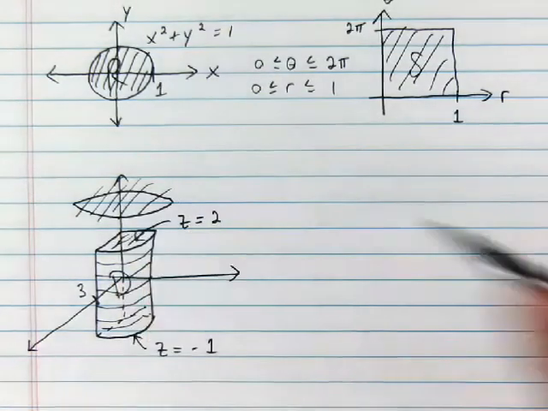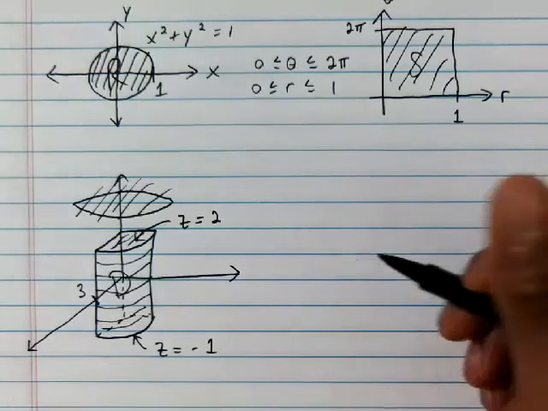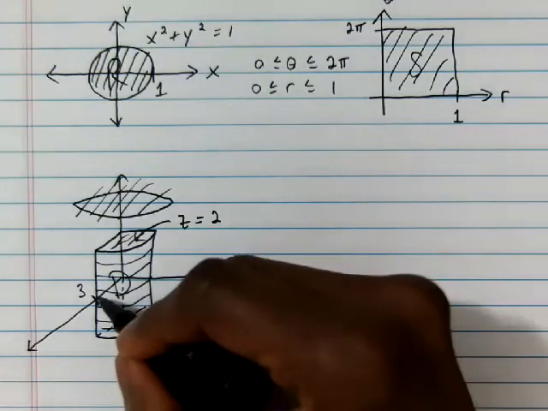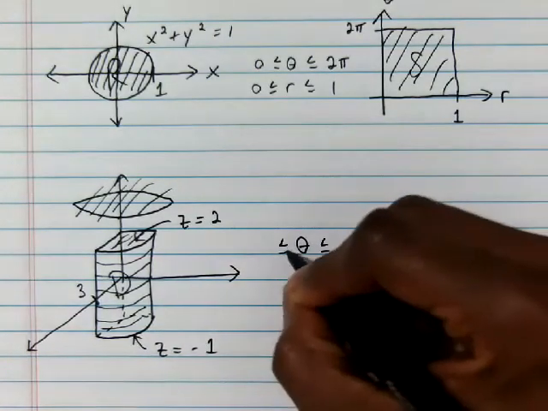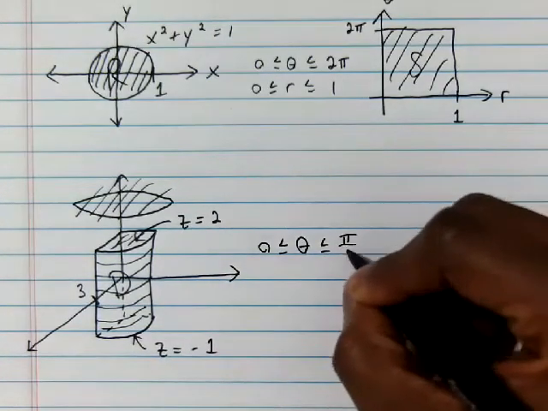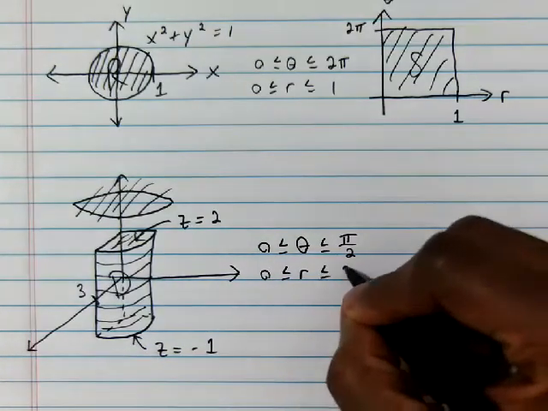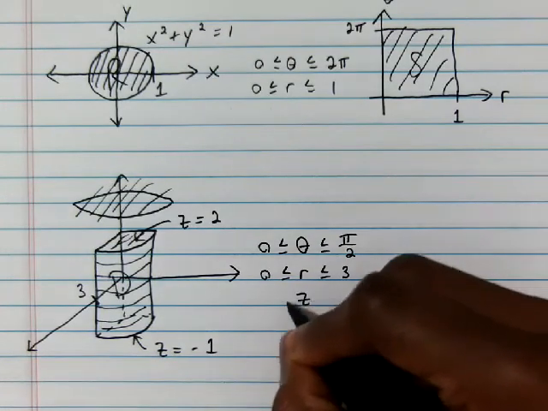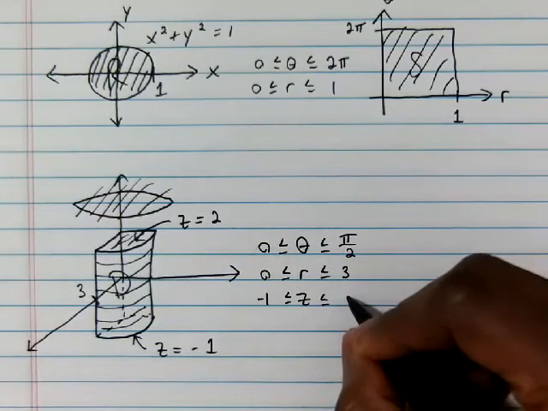So that's our region D. If we were to look at this in cylindrical coordinates, we would say, okay, r varies from 0 to 3. Theta varies from 0 to pi over 2. So theta goes from 0 to pi over 2, r goes from 0 to 3, and z goes from -1 up to 2.